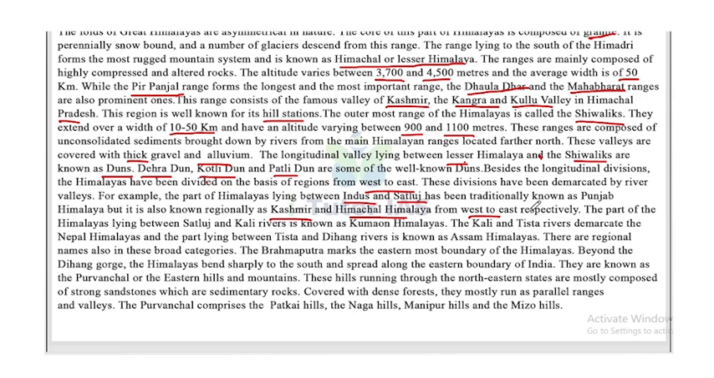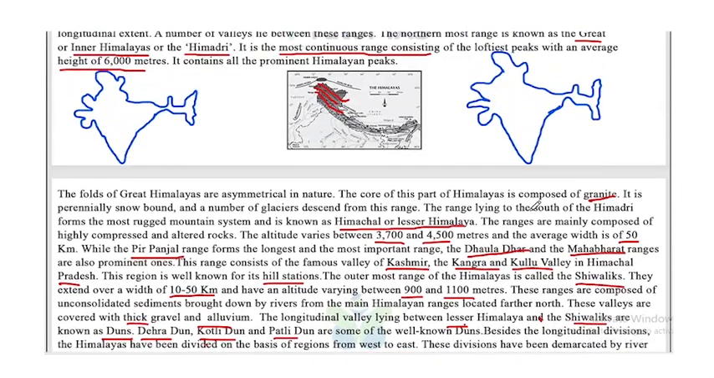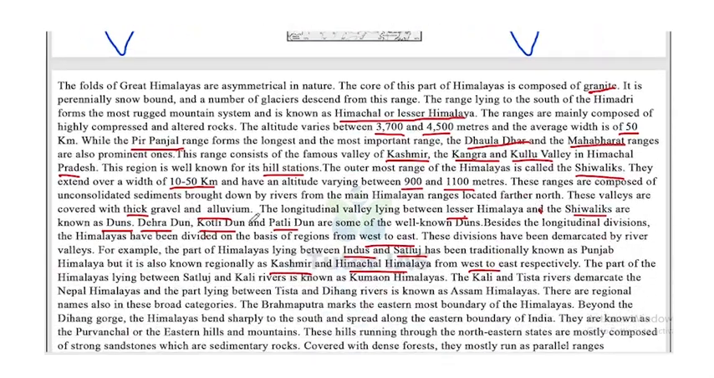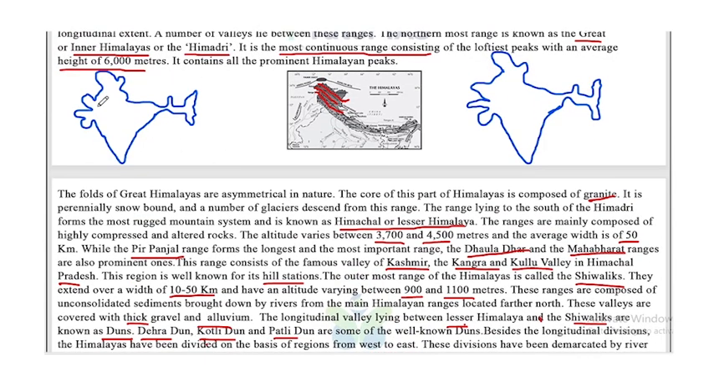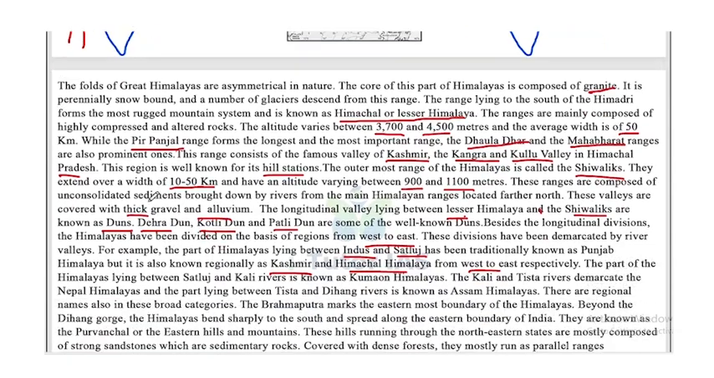So where is Punjab Himalaya? Look at this picture. This region, Indus and Sutlej. So the area between the Indus and Sutlej is called Punjab Himalaya.